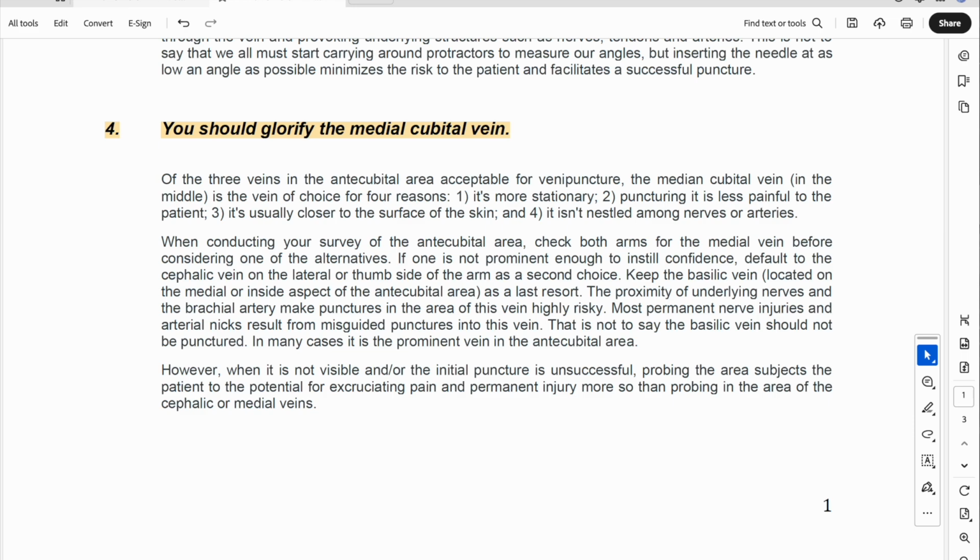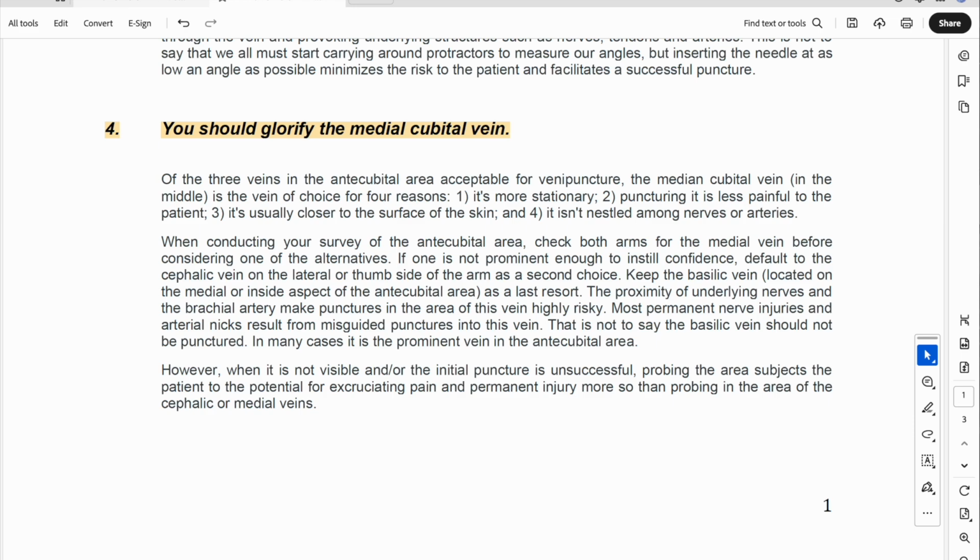Your assessment technique should be systematic. Always check both arms for a suitable median cubital vein before considering alternatives. If the median cubital vein is not prominent enough to instill confidence, your second choice should be the cephalic vein on the lateral or thumb side of the arm. Reserve the basilic vein, located on the medial or inside aspect of the antecubital area, as your last resort.